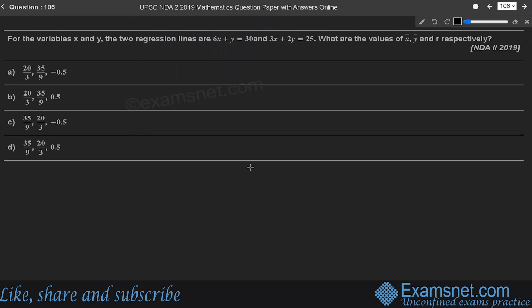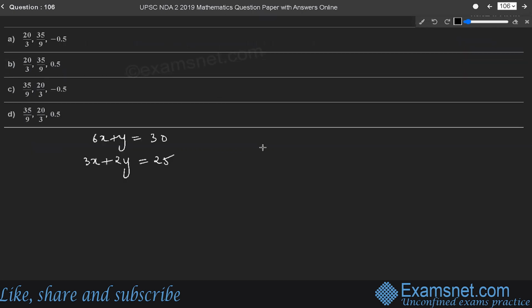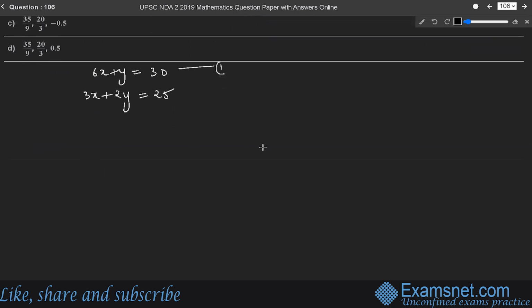Next question is: for the variables x and y, the two regression lines 6x plus y is equal to 30 and 3x plus 2y is equal to 25. What are the values of x, y and r respectively? So, let this be equation number 1. Let this be equation number 2. Multiplying by 2 in equation 1, we get 12x plus 2y is equal to 60. Let this be equation number 3.